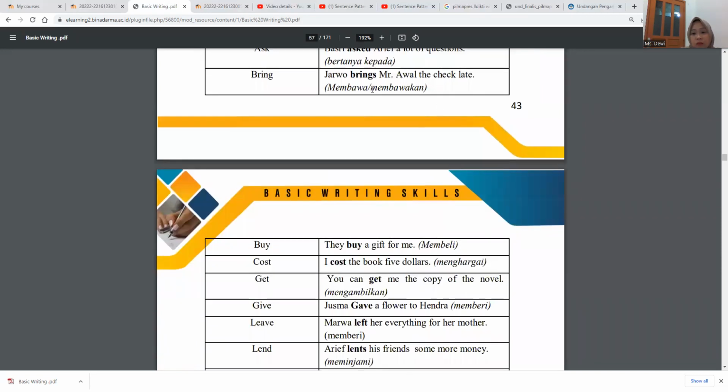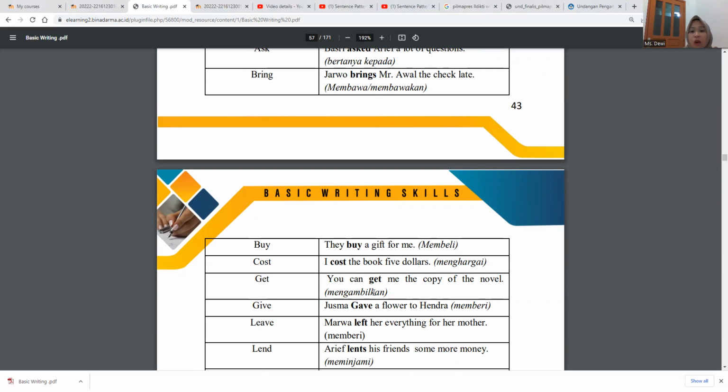So brings is the verb, and then Mr. Awal is the first object, and the check is the second object. Buy: they buy a gift for me. Buy is the verb, a gift is the first object, and me is the second object. Cost: I cost the book $5. The first object is the book, and the second object is $5.